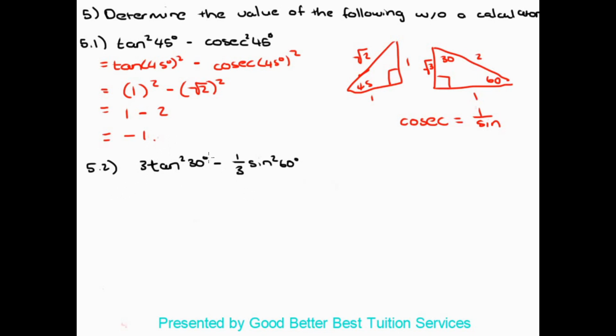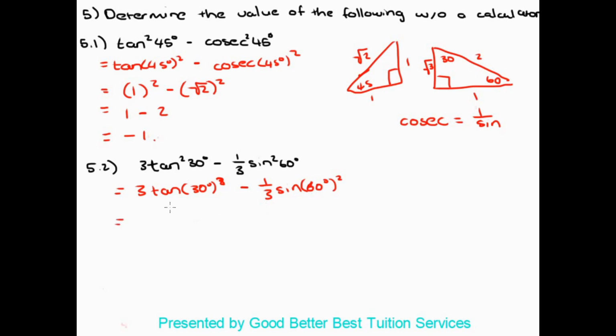Then we're going to move on to our next ones over here. We have 3 tan squared 30 degrees minus a third sine squared 60 degrees. Now this 3 and this third in front basically means timesing, okay? So let's just break it up quickly, like we did the previous one. So we have 3 tan 30 degrees, once we find that we'll square it, minus a third sine 60 degrees, and then we'll square it. Cool?